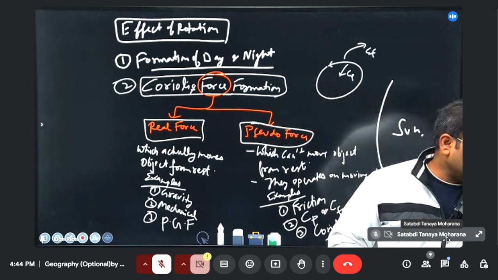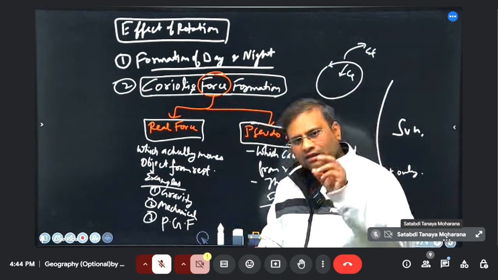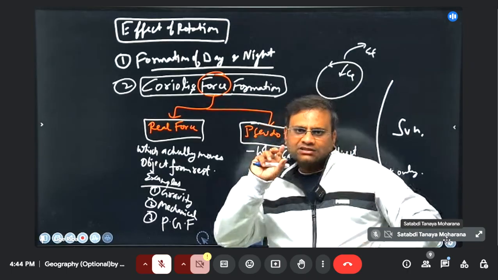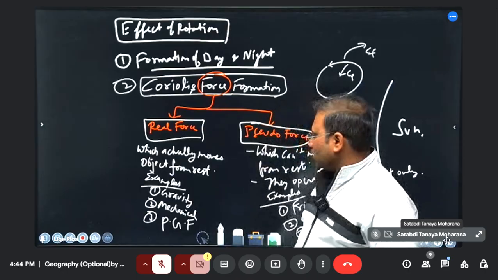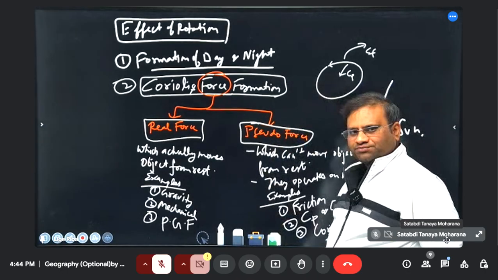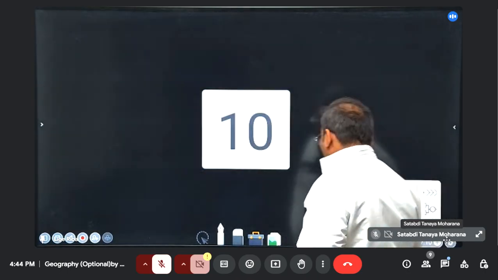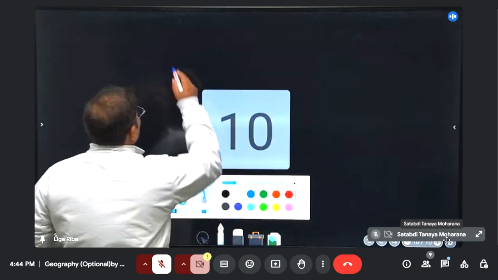Unless and until this bottle was rotating, the lid was fixed on it. But as I start moving, the lid falls down. Why? Because a force is applied on it. So that is Coriolis force. So there are certain rules of Coriolis force, so there is a need to understand it in detail.